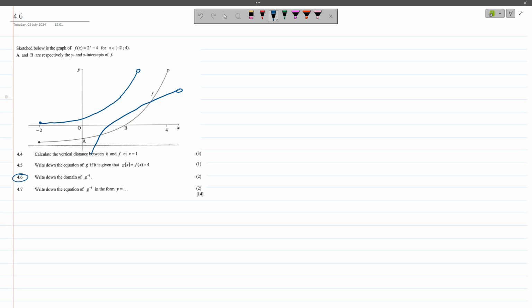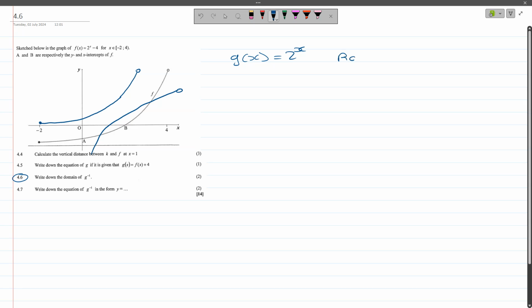The domain of this function will just be the inverse. The domain of this inverse function will be the range of this function. So we need to figure out what the range of the original function will be, the range for G. So remember, G of x is just 2 to the power of x. And remember, it's only defined from -2 to 4. So x is only defined between -2 and 4.